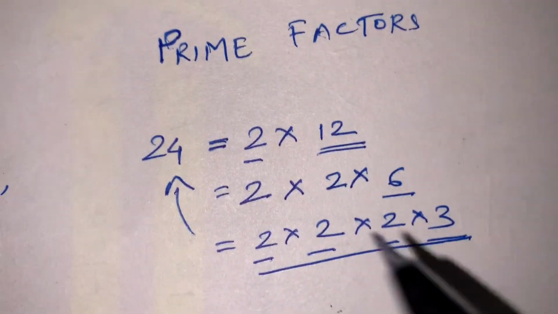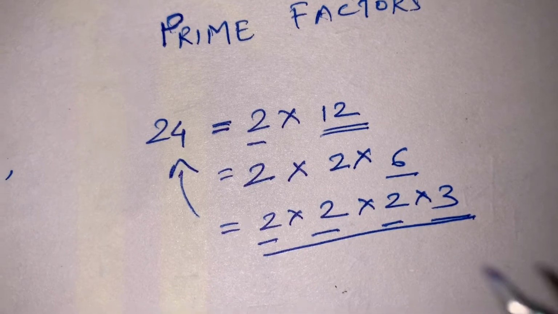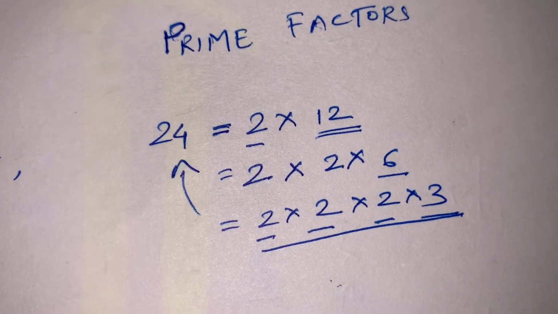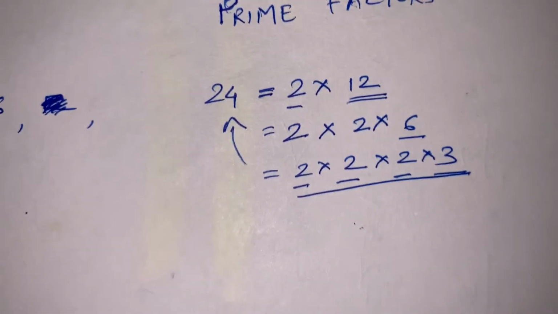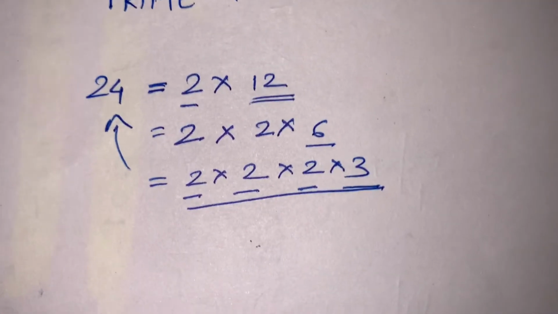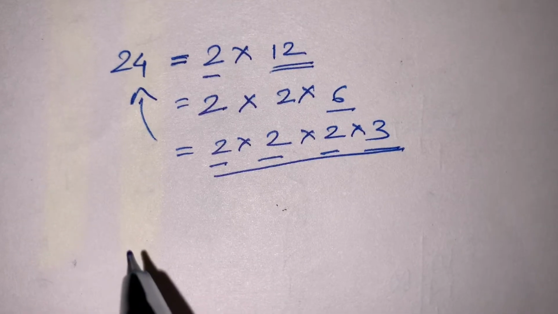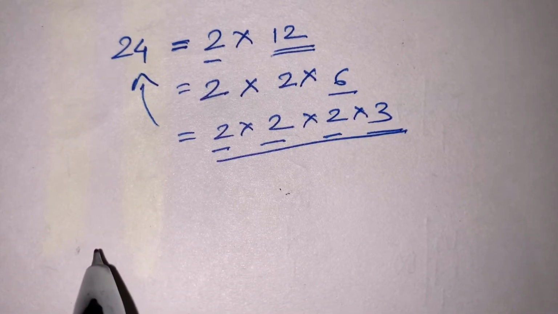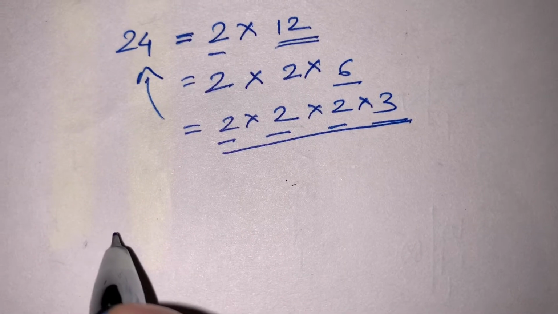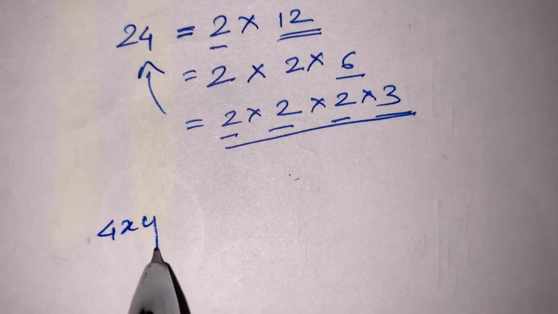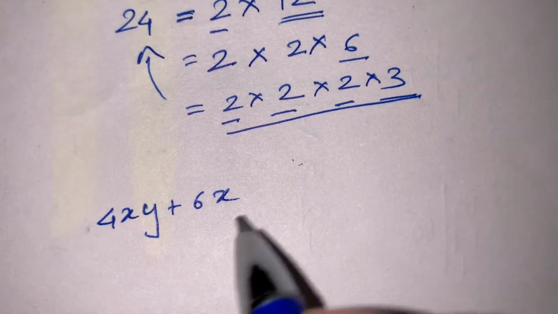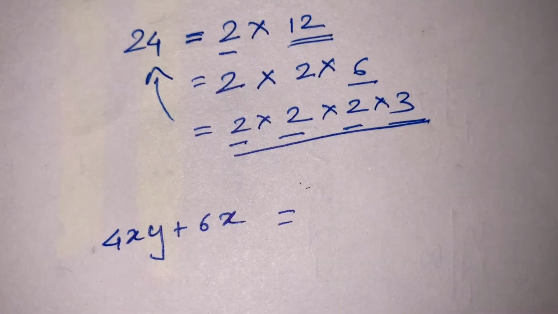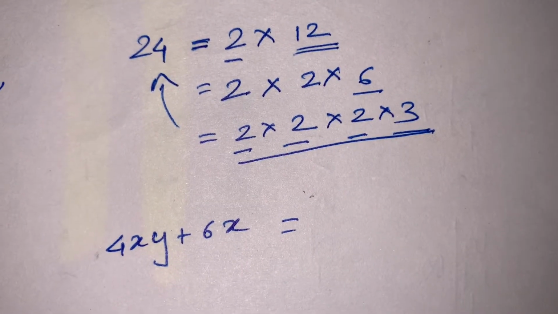So we know what are prime factors or factors. Similarly, the same thing we are going to find out in algebraic expressions. In this chapter we are going to find out factors of algebraic expressions. For example, last year you must have done sums like 4xy plus 6x. You have to find out the factors of this. How did you used to solve these sums last year?